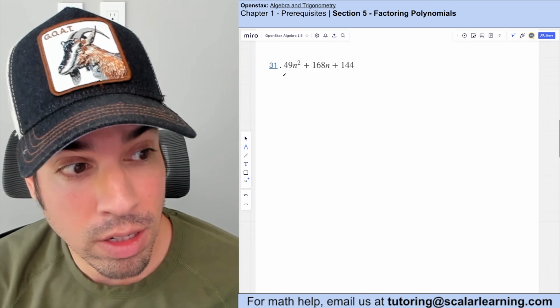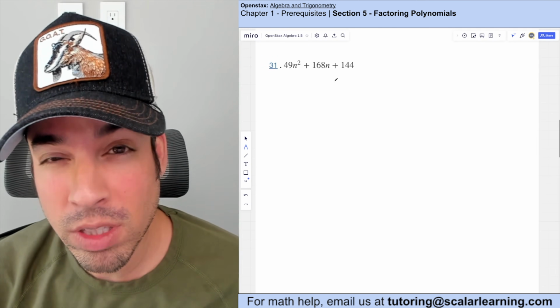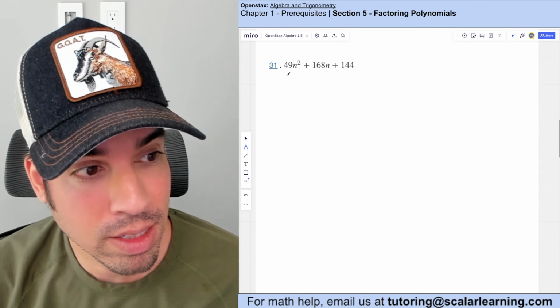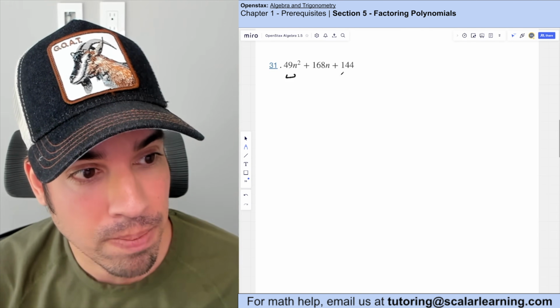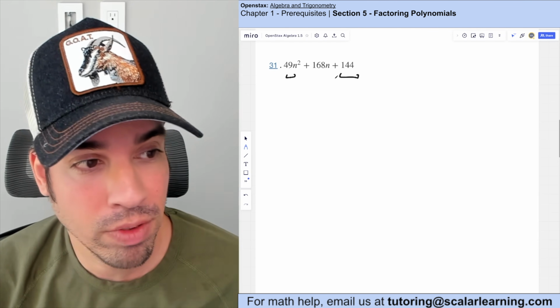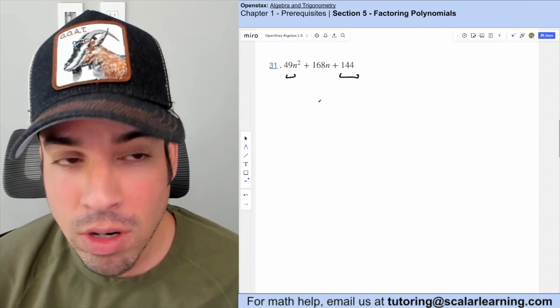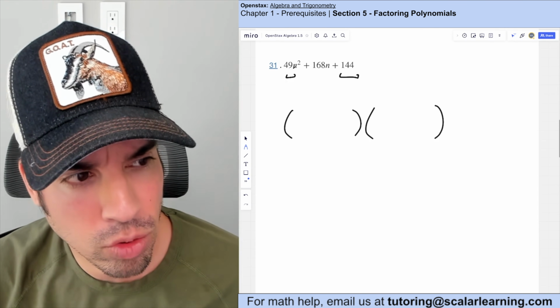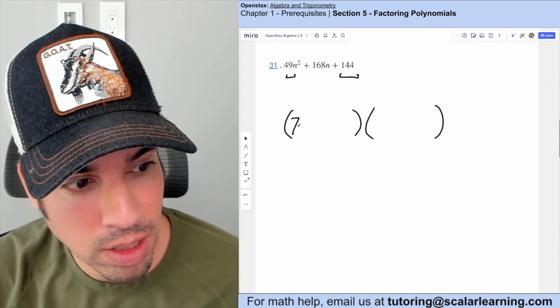So in this question, the numbers are relatively large, and if we use the star method, it would be a little bit trickier than normal. But instead, what we can recognize nicely is that these are both perfect squares. So this might very well be a perfect square trinomial. The way you factor a perfect square trinomial is you basically take the square root of that first number, 7n, right?